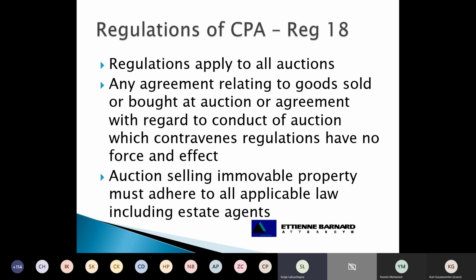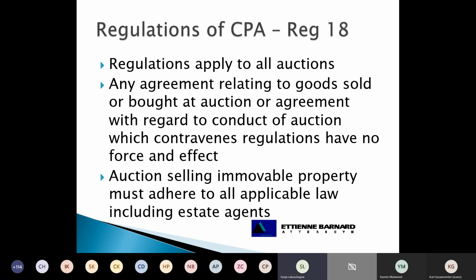I'm not going to go through all the regulations. Again, there are loads of them, and we'll dive into them if I go through them. But please make sure you go through them, you read them, and you make sure that you comply with them. These regulations apply to all auctions, which includes movable and immovable property.